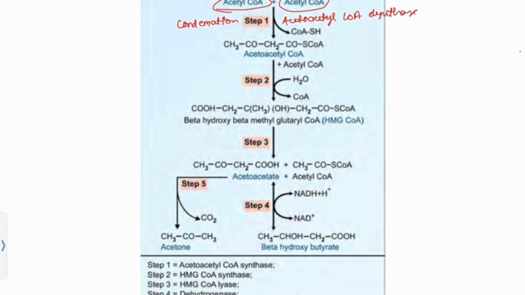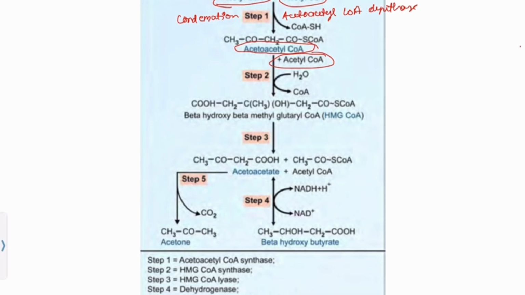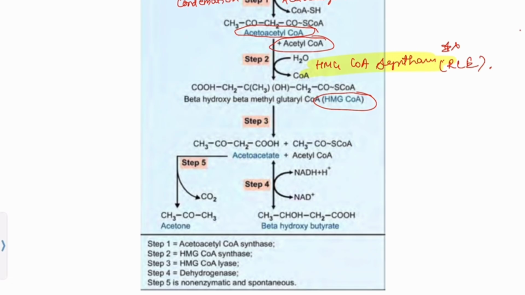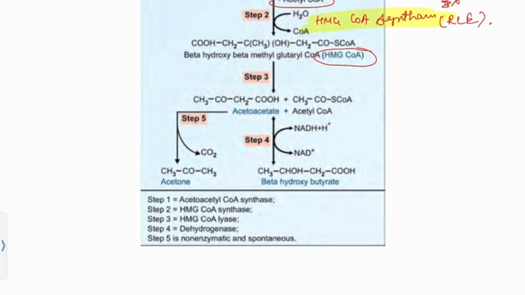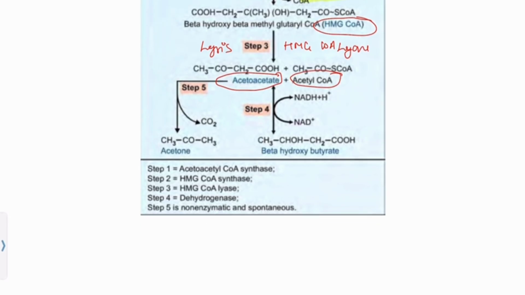This acetoacetyl coenzyme A again combines with one molecule of acetyl coenzyme A and forms HMG coenzyme A with the help of enzyme HMG coenzyme A synthase. This is an important enzyme because this is the rate limiting enzyme of ketogenesis. Now this HMG coenzyme A, which is formed, then undergoes lysis with the help of enzyme HMG coenzyme A lyase and forms acetoacetate and acetyl coenzyme A. And this acetoacetate is our primary ketone body.